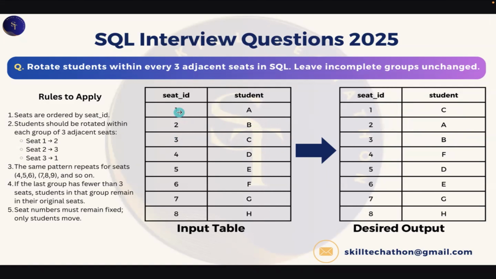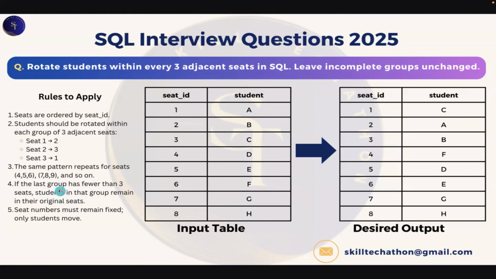So we have been given the rules for how the students move between seats. Seats are ordered based on seat ID. The second rule is students should be rotated within each group of 3 adjacent seats. Seat 1 will go to the second student, seat 2 will go to the third student, and seat 3 will go to the first student. The same pattern repeats for seats 4, 5, 6, 7, 8, 9, and so on.